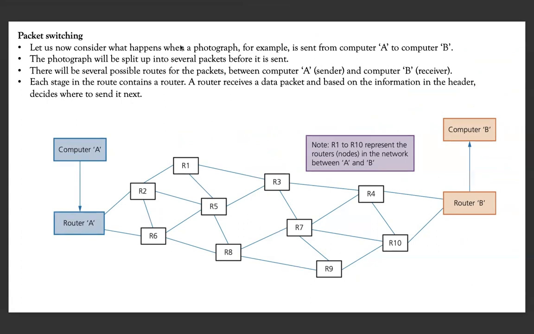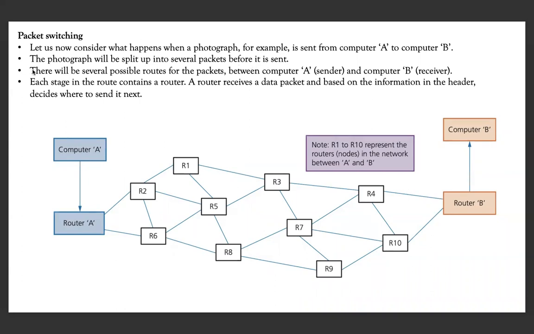If it's a large image, we divide it into smaller parts. If it's, say, a 34 or 35 MB image, we have divided it into 64 KB chunks. So let's consider what happens when a photograph is sent from computer A to computer B. The photograph will be split into several packets before it is sent. The essence of packet switching is that we divide the data into small chunks. Each chunk is known as a packet.